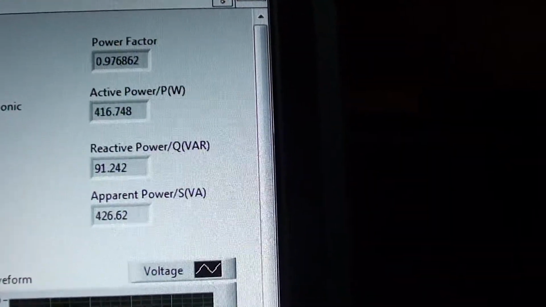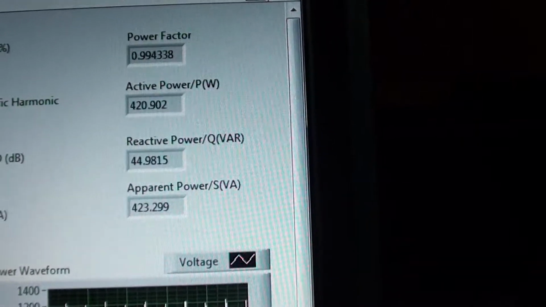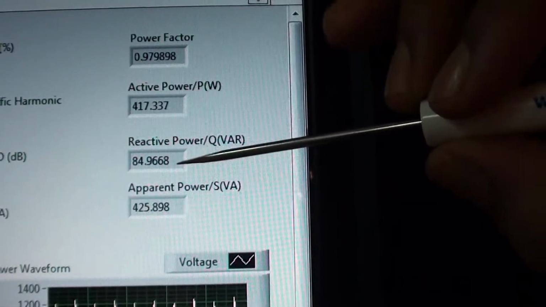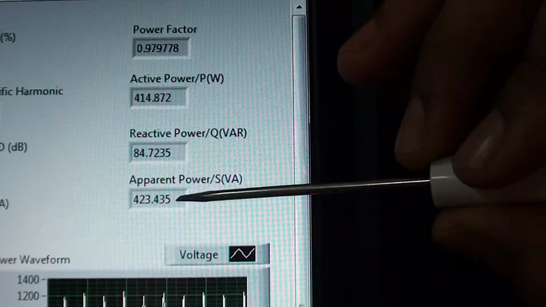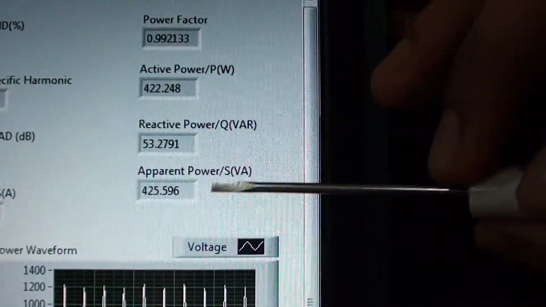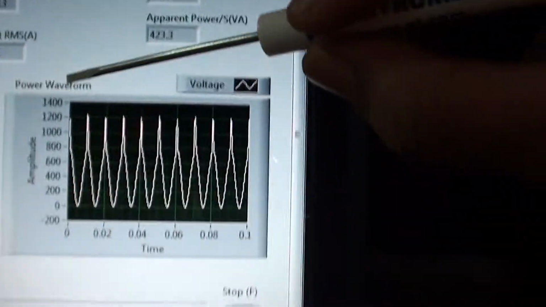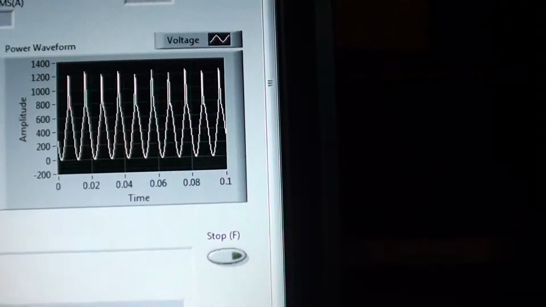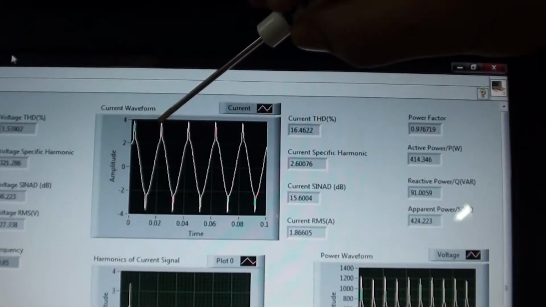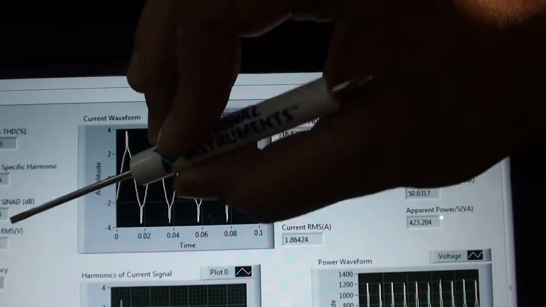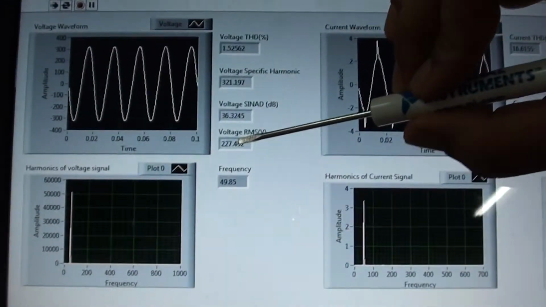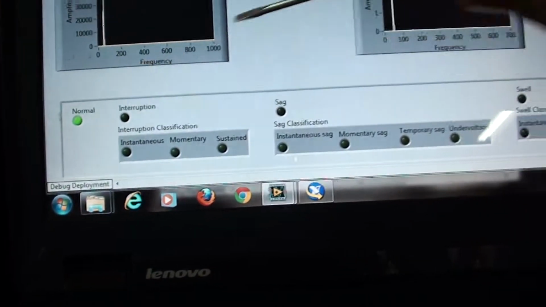Active power found out is 421 watt. Reactive power is found out to be 84 VAR. Apparent power is found out to be 425 VA. The power waveform has glitches. This is basically due to the glitches present in the current waveform. The voltage RMS is found out to be 227, which indicates that the system is operating in normal condition.